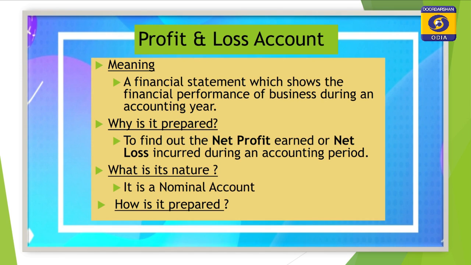accounting period. As we have seen earlier, the trading account is prepared to find out the gross profit or gross loss. This profit and loss account is basically prepared to find out the net profit or net loss which has been earned during the accounting period. Now, what is the nature of profit and loss account? It is also a nominal account like trading account. So, in the profit and loss account as well, we will take into account the balances relating to expenses and losses and incomes and gains. So, it is a nominal account.